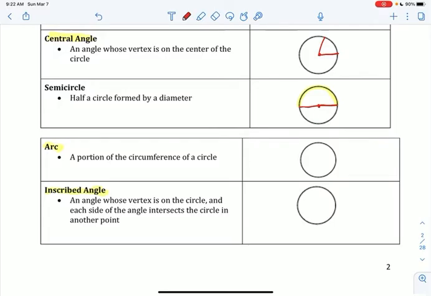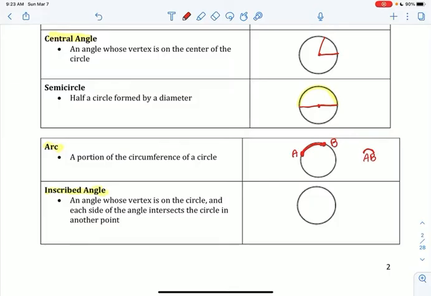So if I just want a part of that, okay, so say I do something like this, and I'm just talking about this part right here from A to B. So I write the A and the B next to each other, and I do a curved little arc mark above it. Just like with line segments, I would do a straight line. Well, this is curved, so this is arc AB. It's a portion of the circumference.